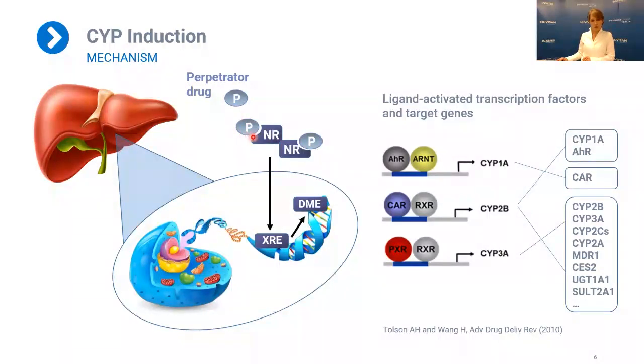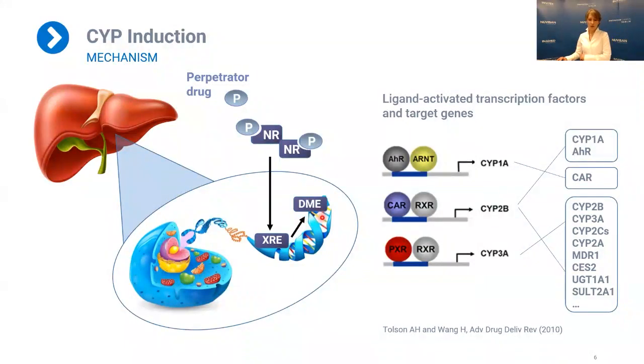A perpetrator drug can bind to certain cellular proteins, here from the nuclear receptor family, which are ligand-activated transcription factors. After dimerization, they translocate into the nucleus and can bind there to specific elements in the DNA and hence drive the expression of the target genes. And among these are our drug metabolizing enzymes.